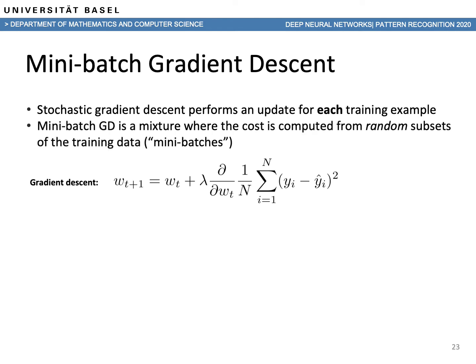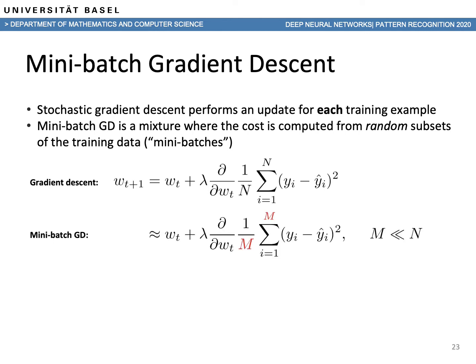And an extension of that is then mini-batch gradient descent, which is a mixture where the cost is computed from random subsets of the training data. This is what is called mini-batches of our dataset. So here we have a formulation for mini-batch gradient descent, where we have m training data at a time that we compute our gradients from and take a step in that direction.